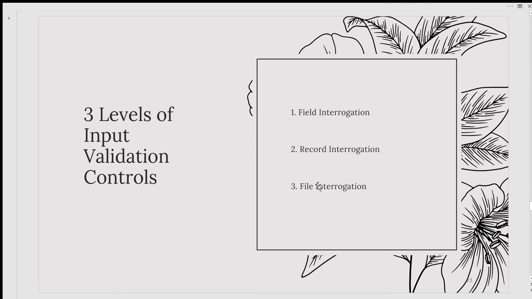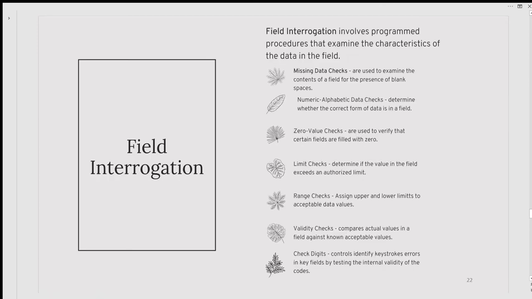So we have three levels of input validation controls: first, field interrogation; second, record interrogation; third, file interrogation. First is field interrogation. Field interrogation involves program procedures that examine the characteristics of the field.